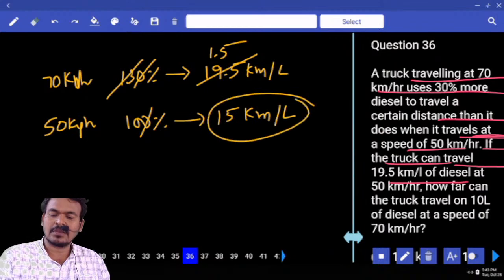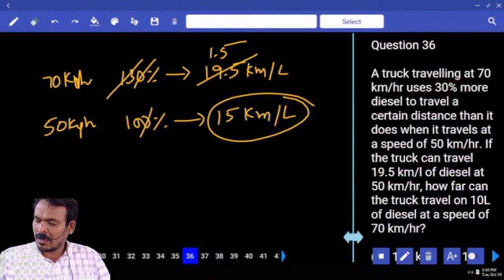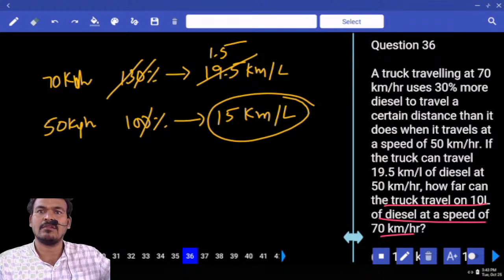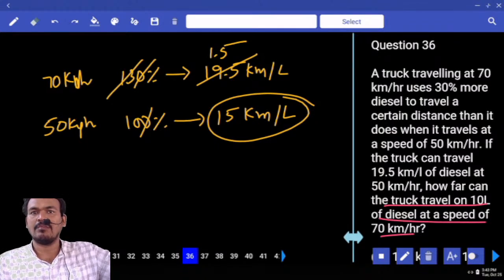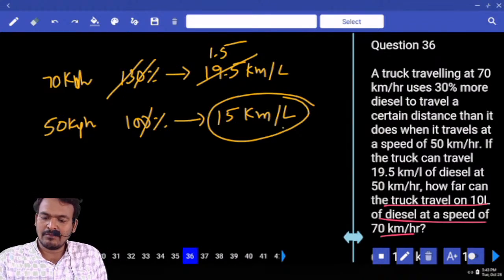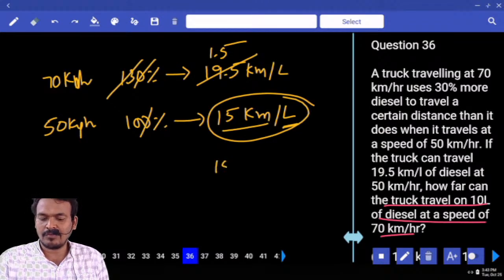What is it per liter? How many kilometers are traveled? 15 kilometers. What is the question here? How far can the truck travel on 10 liters of diesel at a speed of 70 km per hour? We actually get 1 by 15, which in inverse value is 15. Per every liter, how many kilometers are traveled? 15. But we require 150 kilometers.